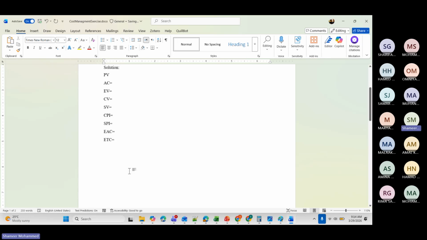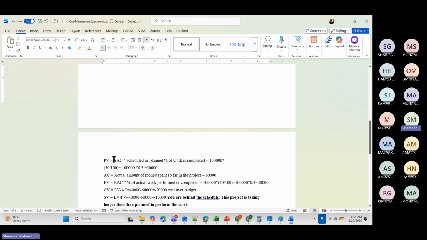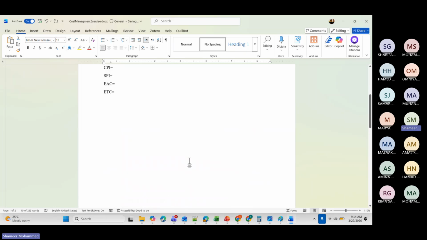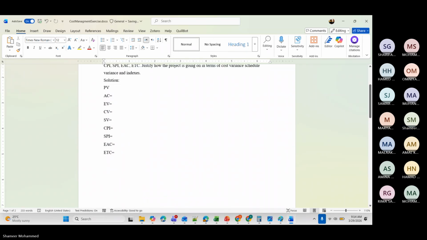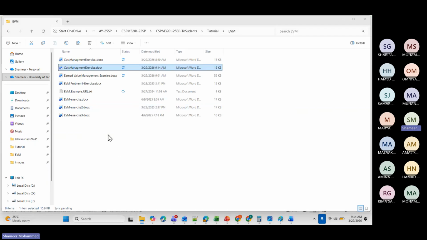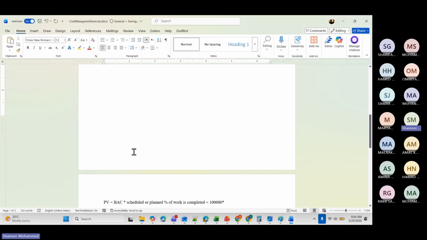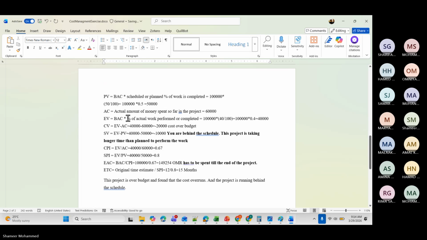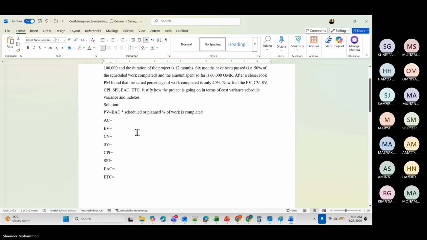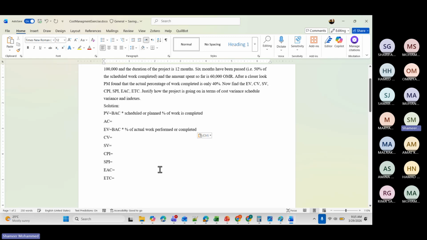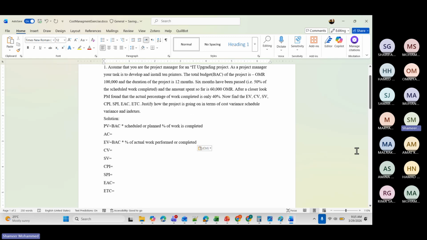Okay, so the formulas here I will give you for this one. Earned value is nothing but your actual amount of work completed. Now for this question, please solve it and tell me the answer. First, you have to write the formulas here.